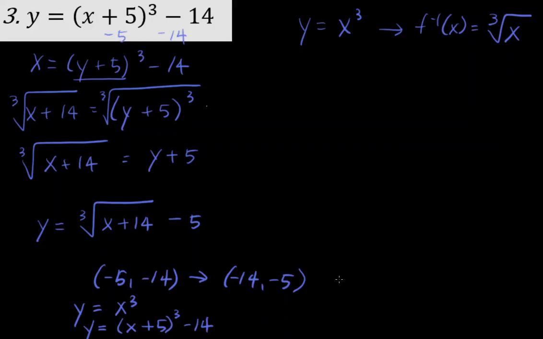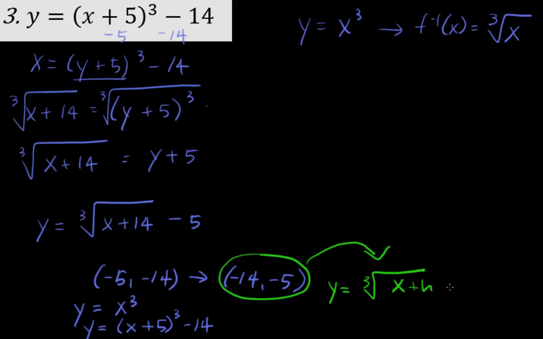And its inverse, let's put it in a different color. Its inverse is always going to look like y equals the cube root of x. Well, if we have this point, then we could just pop it into our h and k. We have a plus h and a plus k, or minus h and a plus k. And so we have y equals the cube root of x. Remember, when that goes in, we have to change the sign, minus 5.